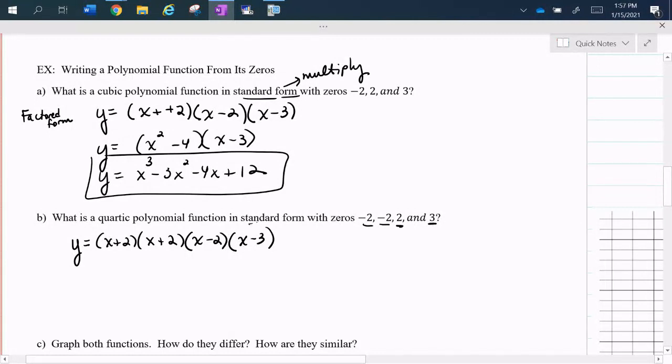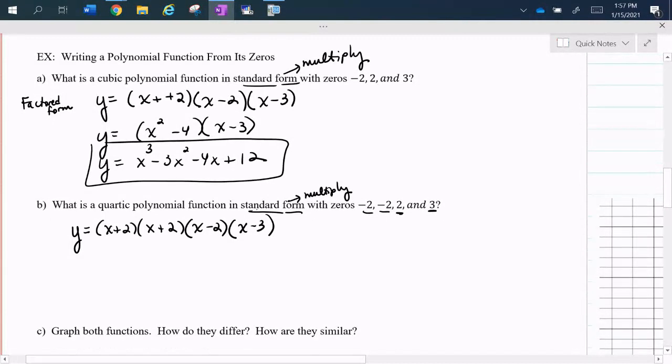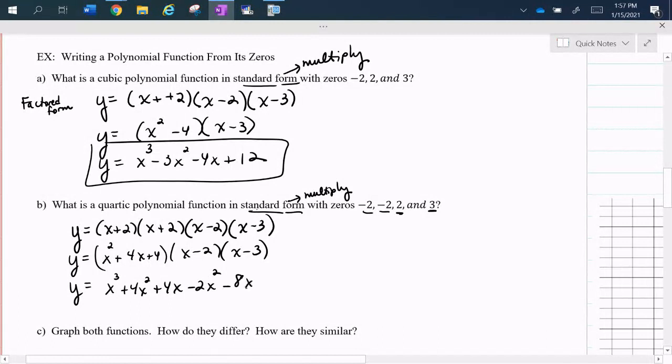And then I'm going to need to multiply in order to put it in standard form. That actually takes a little while, so we're going to have to do a lot of FOIL here. So let's see, I get x squared plus 4x plus 4. And then I have to multiply that trinomial times x minus 2. So I need to distribute the x and then distribute the minus 2. So I get x cubed plus 4x squared plus 4x minus 2x squared minus 8x minus 8. And then I add my like terms. So I get x cubed plus 2x squared minus 4x minus 8.